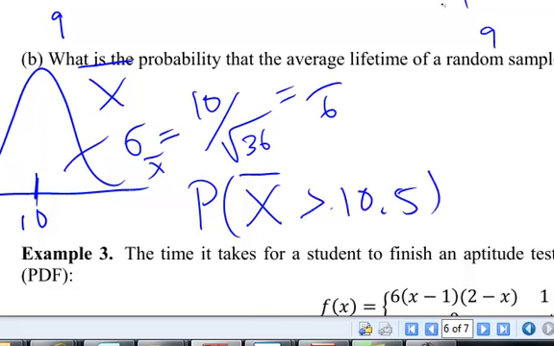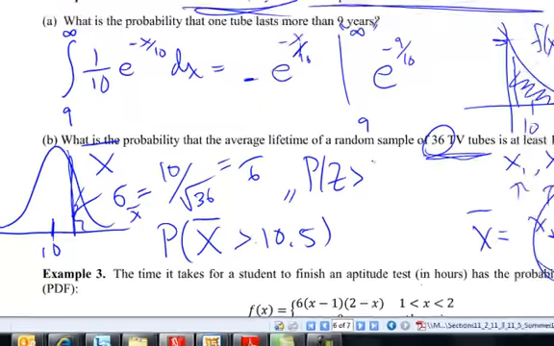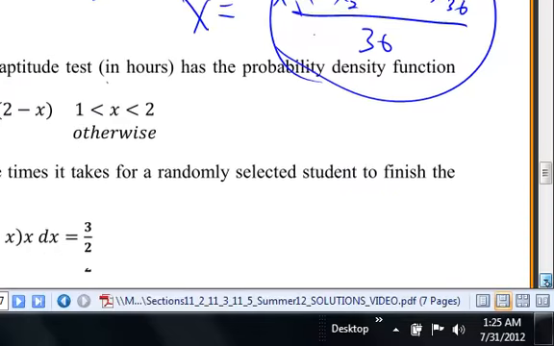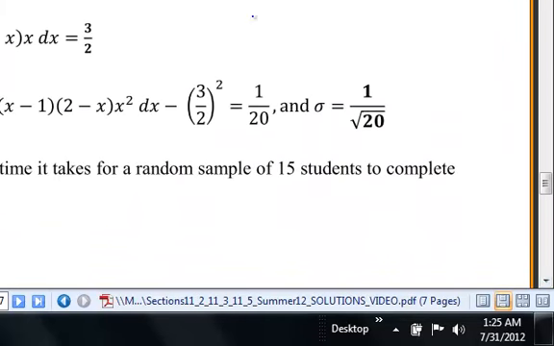But because we have normality, you could just integrate right on this curve, but I'm going to switch to a z-score. This is the probability that z is bigger than 10.5 minus 10 divided by 10 over 6. I get a number, go to my table. Okay, down here, same thing. This is test scores. I'm going to take 15 students taking the test. I want to know their average length of time for 15 students, so this is going to be another X bar problem.